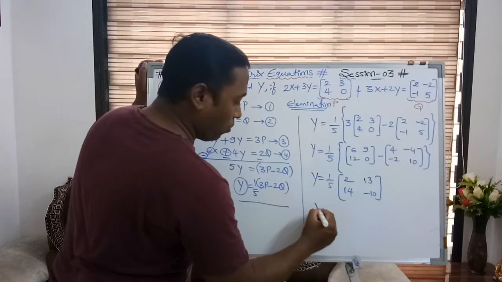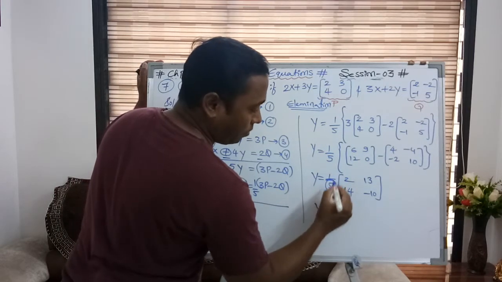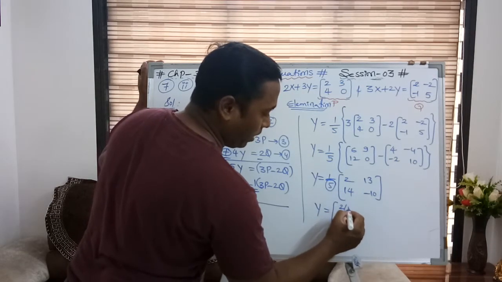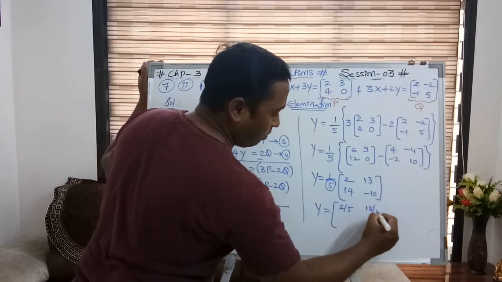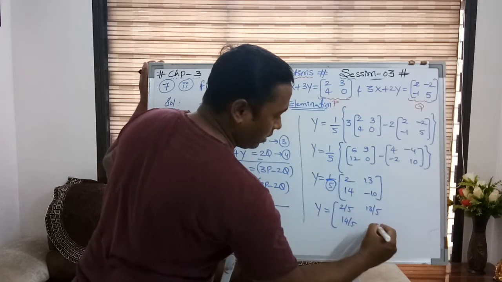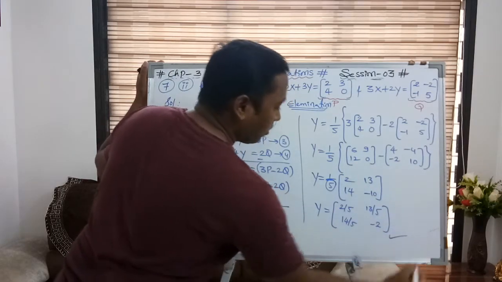You may also divide each and every element with 5. Okay, because 1 by 5 it is. So the final answer would be 2 by 5, 13 by 5, 14 by 5, and here minus 2. So you got the matrix y.